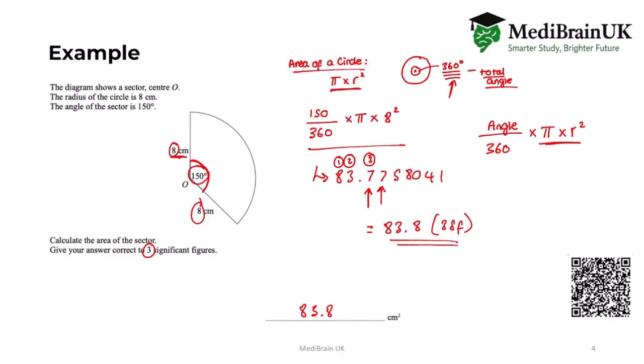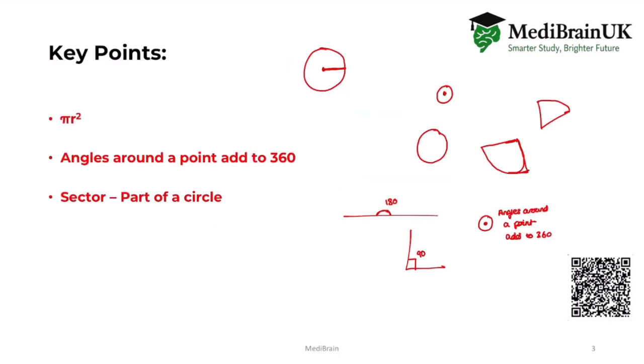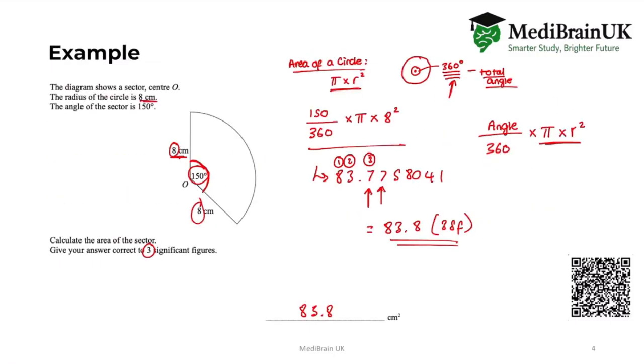The radius is 8 because it says in the question that the radius of the circle is 8 centimeters, and anything from the center to the circumference is 8 centimeters.